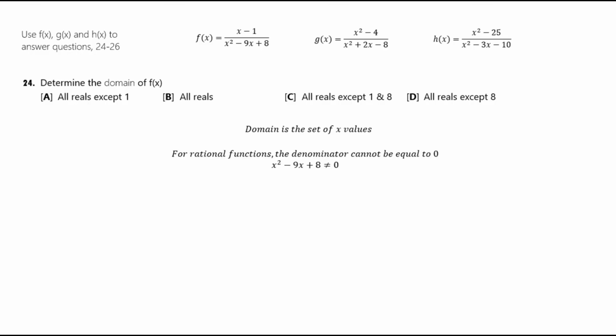So we're going to go ahead and set the denominator to 0. And we need to factor that. So we need the factors of 8 that add up to negative 9. The only numbers that work are negative 8 and negative 1. So therefore, this is how we factor it. Then we set both of those factors equal to 0. And we get that x cannot equal 8 because if it equaled 8, we'd get 0. And x cannot equal 1 because if we plugged in 1 there, we also get 0. So the answer to this question is C, all reals except for 1 and 8.